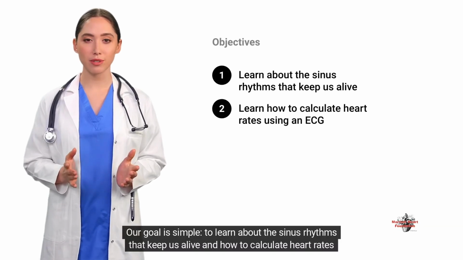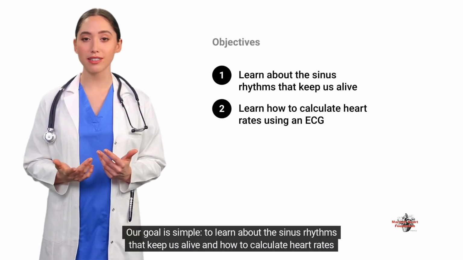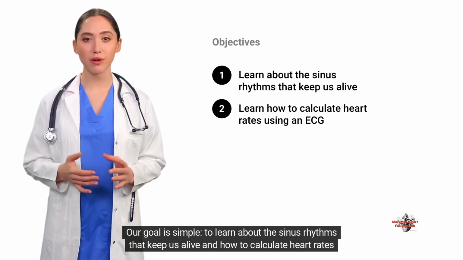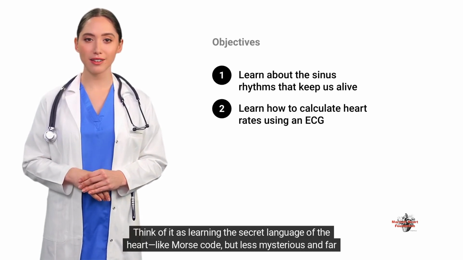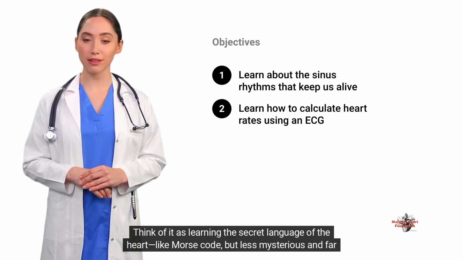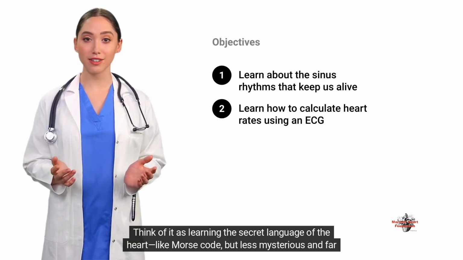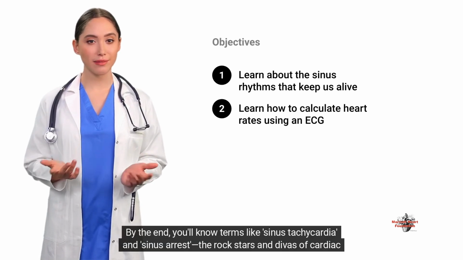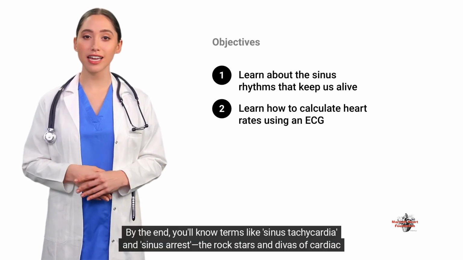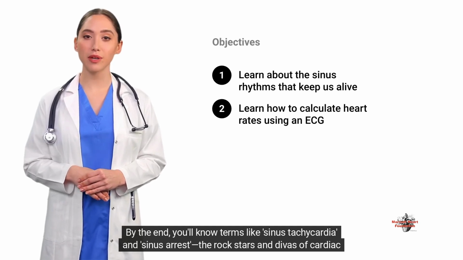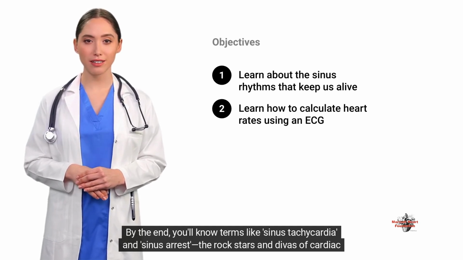Our goal is simple: to learn about the sinus rhythms that keep us alive and how to calculate heart rates using an ECG. Think of it as learning the secret language of the heart, like Morse code, but less mysterious and far more life-saving. By the end, you'll know terms like sinus tachycardia and sinus arrest, the rock stars and divas of cardiac rhythm.